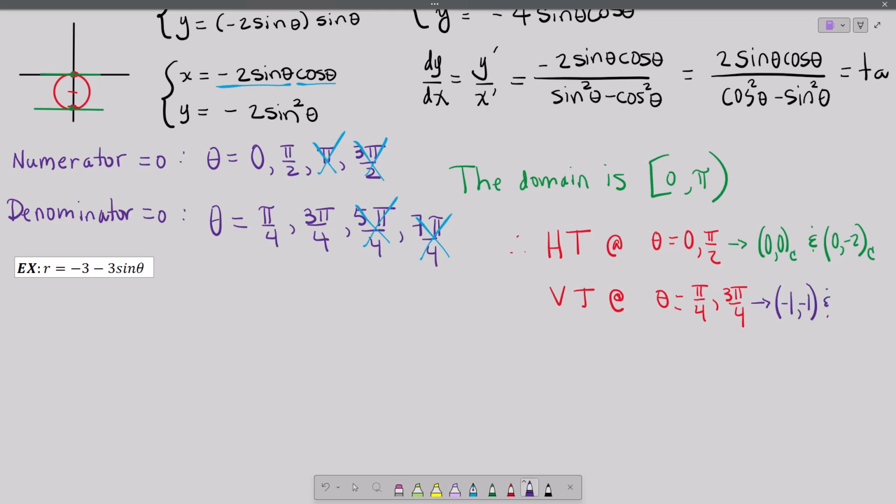And then 3 pi over 4, same idea. Up here, sine of 3 pi over 4 is 1 over root 2 and negative 1 over root 2. So it's positive 1. And then 3 pi over 4 down here, sine of 3 pi over 4, 1 over root 2 again. Square it, you get 1/2, you get negative 1. So let's see if that tracks. So negative 1, negative 1 is right here. And 1 comma negative 1 is right here. So that all tracks. There's our vertical tangent on the left. There's our vertical tangent on the right.